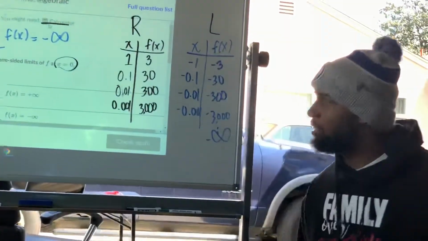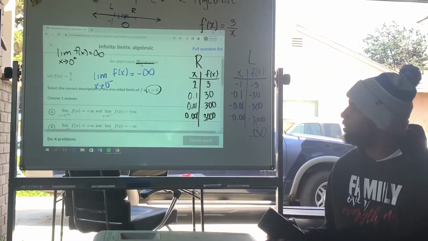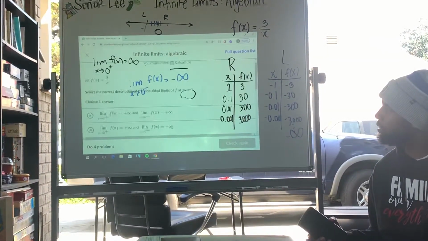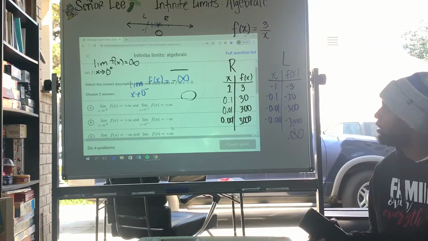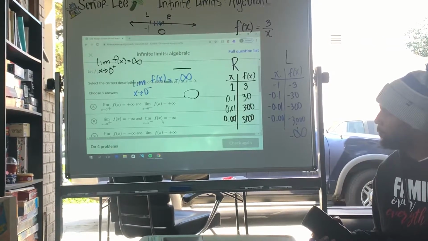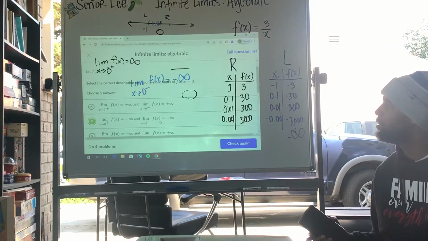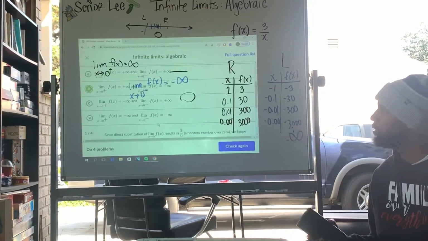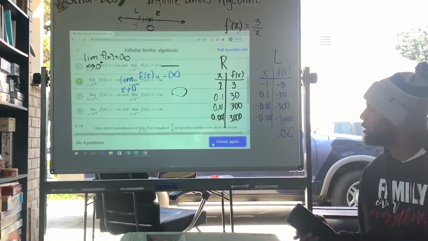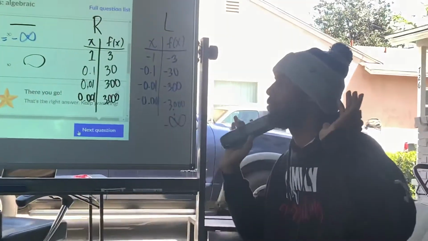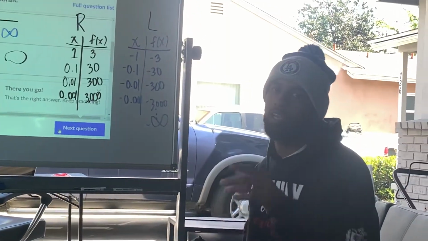Okay, let's see what my options are down here. It's not going to be A, because those will both go to positive infinity. Looks like B. It's going to be positive infinity from the right and negative infinity from the left. Let's check it. Hey, we got it right. What? We're so smart. Okay.